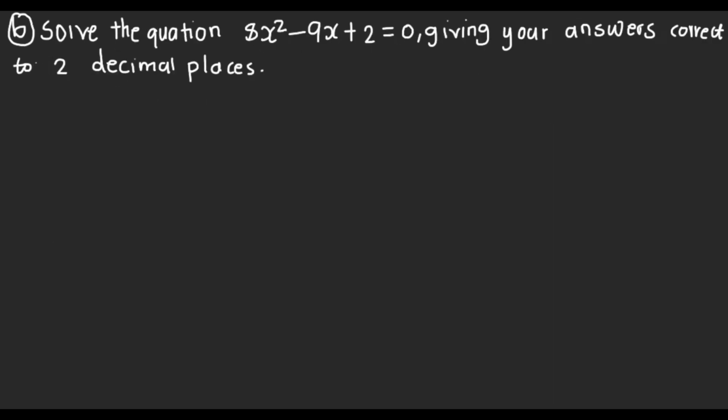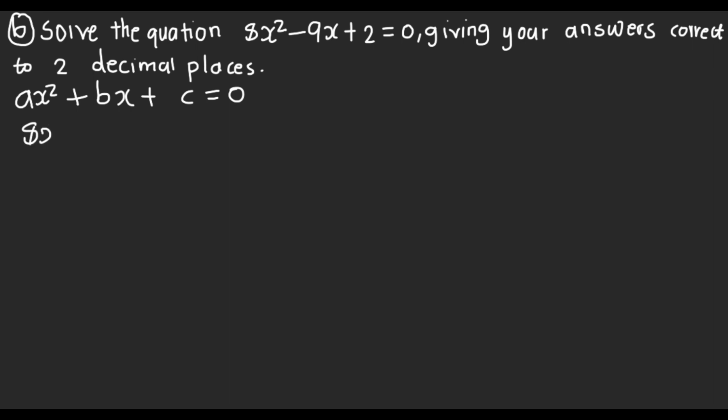We have question B. Solve the equation 8x squared minus 9x plus 2 is equal to 0, giving your answers correct to 2 decimal places. So this is a quadratic equation, and we need to make sure that it is in the format of ax squared plus bx plus c equal to 0. So this is known as the standard form.